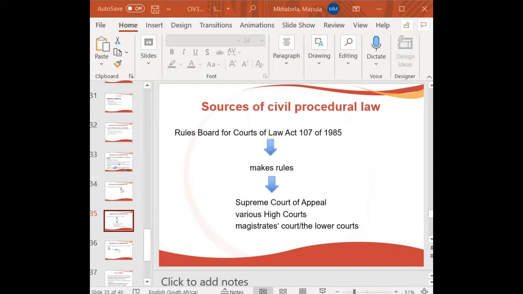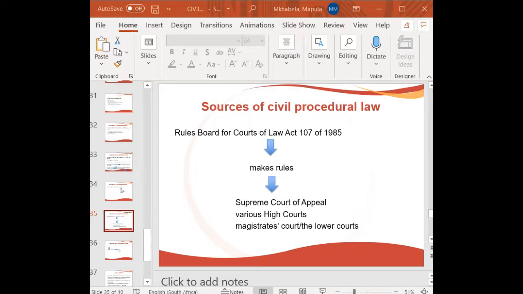Now, in 1985, the Rules Board for Courts of Law was established with the power to make rules for the Supreme Court of Appeal, the various high courts, as well as the rules for the Magistrate Court. Section 6 of the Rules Board for Courts of Law Act specifies the powers of the Rules Board to make, amend, repeal or revoke rules for the efficient, expeditious, and uniform administration of justice in the courts.